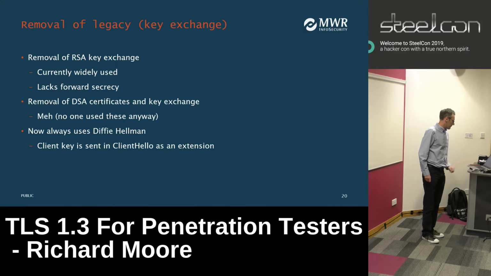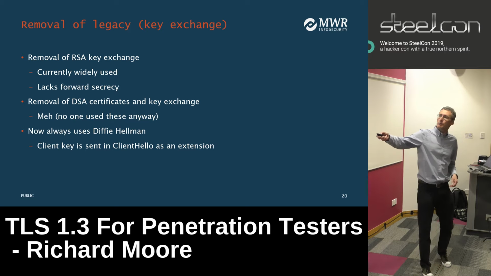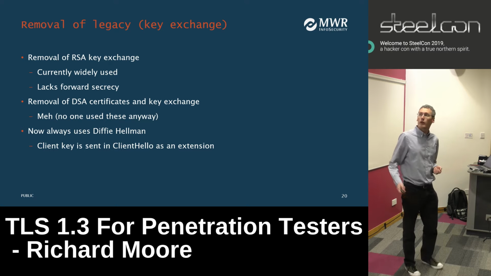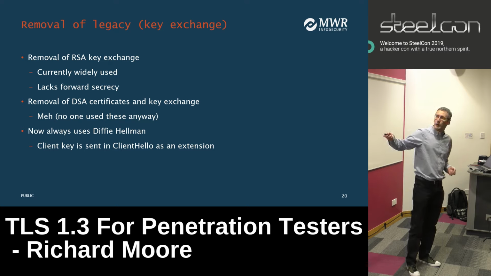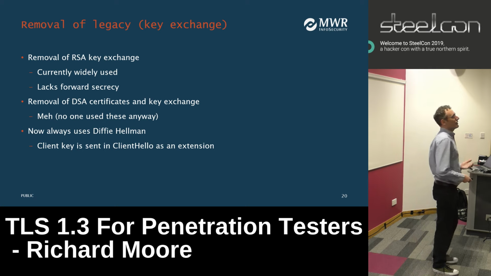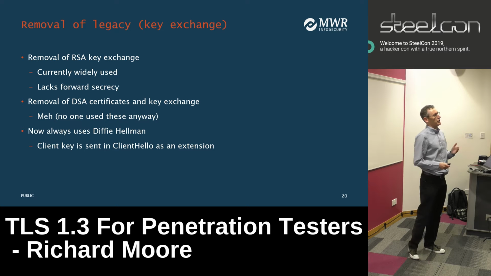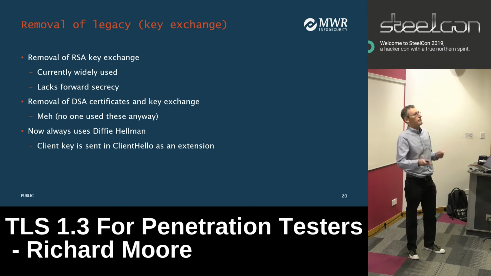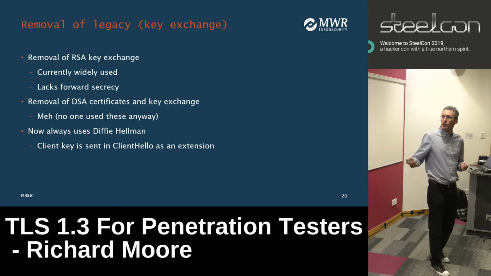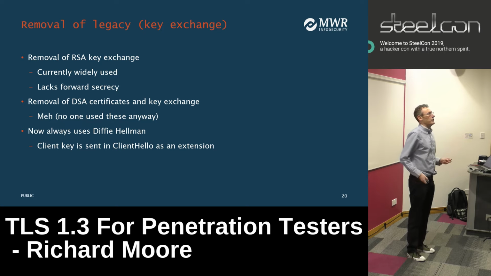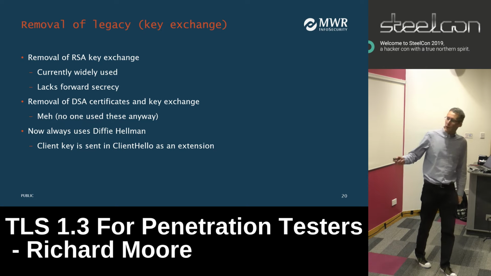So what else has changed? So we had the question about the key exchange. Well, the RSA key exchange has been removed, and instead we're now always using Diffie-Hellman. This was really widely used, but it lacks forward secrecy. What that means is that someone who steals the private key can decrypt all the traffic if they recorded it earlier. So I record all your traffic, it's all encrypted, I steal the key, and then I can decrypt it. That's no longer true. DSA certificates and key exchange, whatever, nobody used it, so who cares, gone.